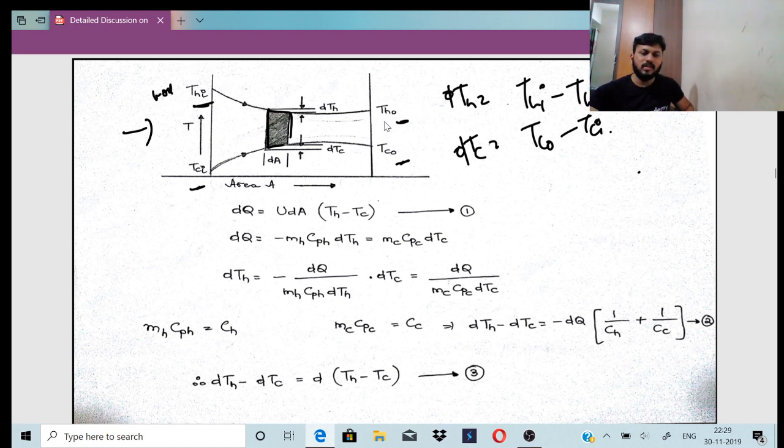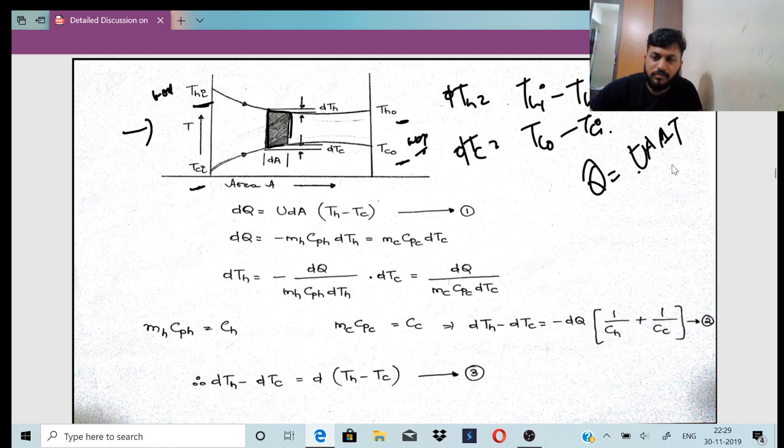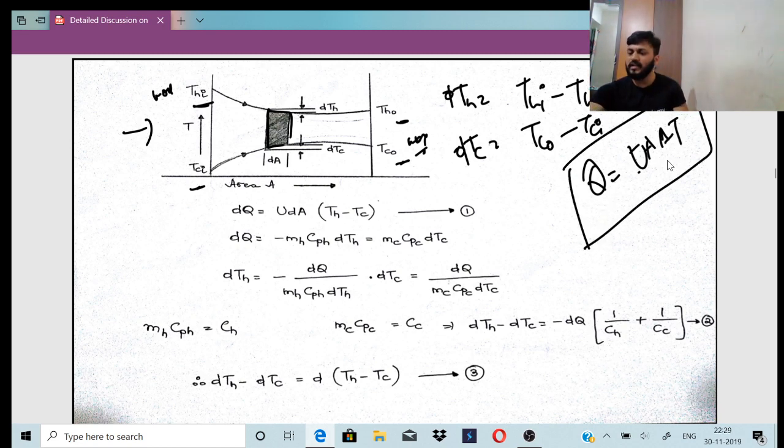This will be maximum. Here the outlet fluid will be maximum. So dTH and dTC is TH0 minus TCi and TC0 minus TCi. Now we know that what is Q? Q is equal to UA delta T. Right? What is Q? Q is basically UA delta T. So we will differentiate this.